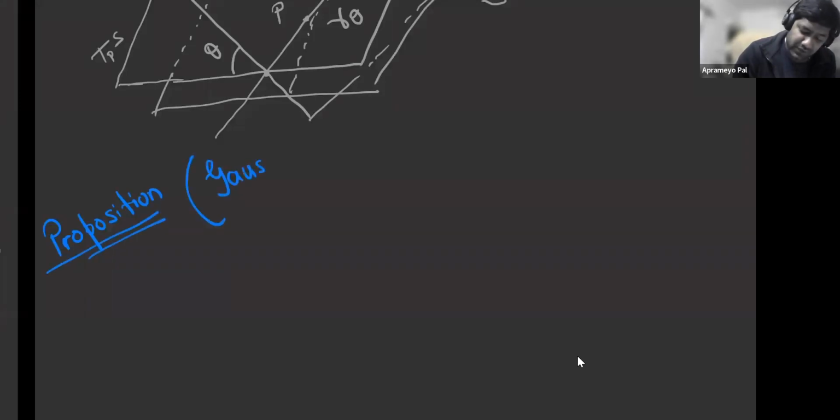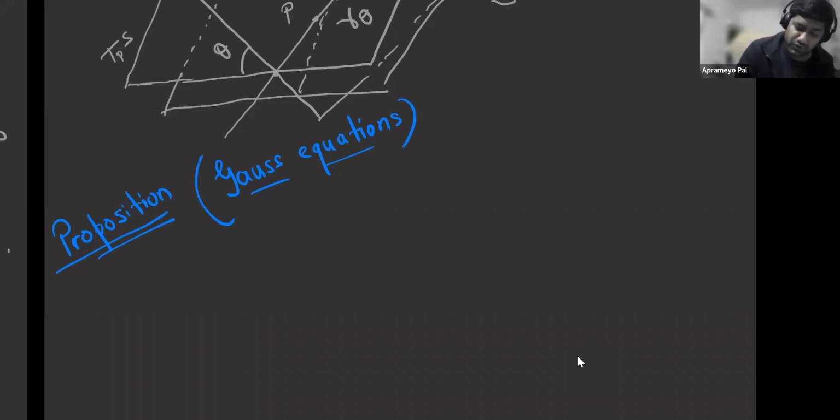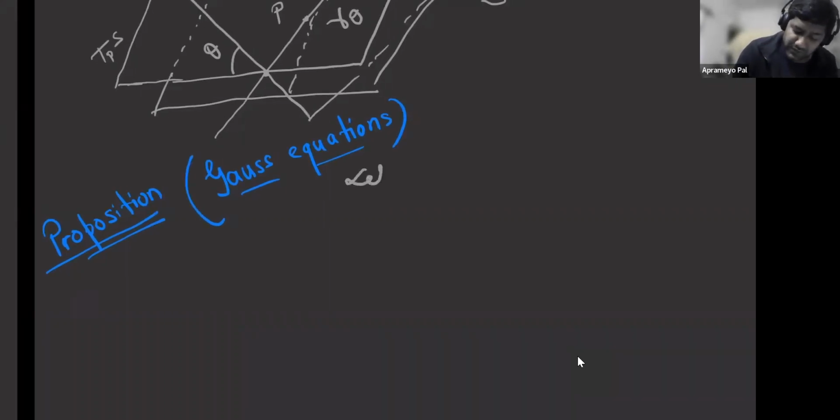And then let me finally end this section with a proposition, which is called Gauss equations. This is the first instance where you would see the interaction between first and second fundamental form. So what do I mean? Let me write this down.